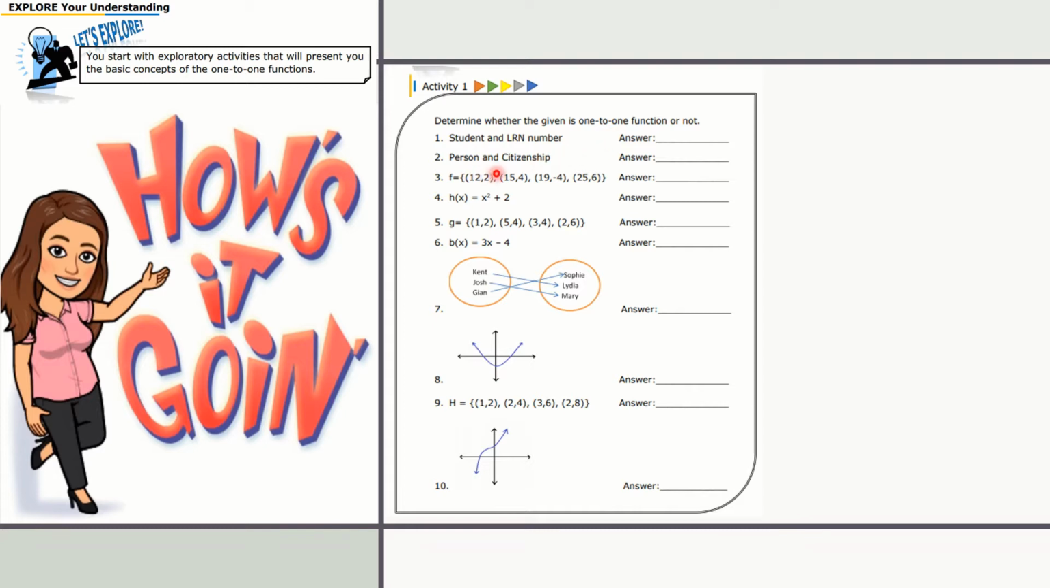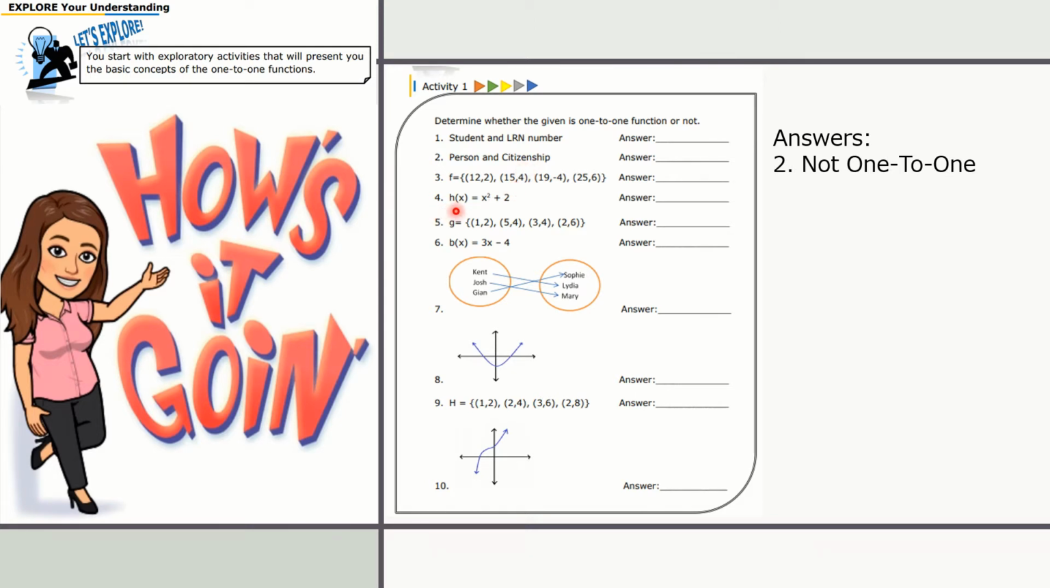Let's begin with number 2, person and citizenship. At first thought, we might think that this is one-to-one, but recall the idea that there is sometimes dual citizenship. That's right. A person can be Filipino and American at the same time, as well as a person can be Filipino and Chinese at the same time. Therefore, number 2 is not one-to-one. Let's go on to number 4.